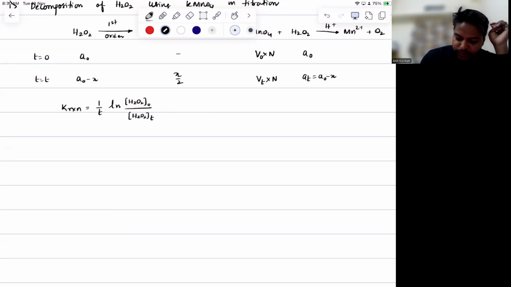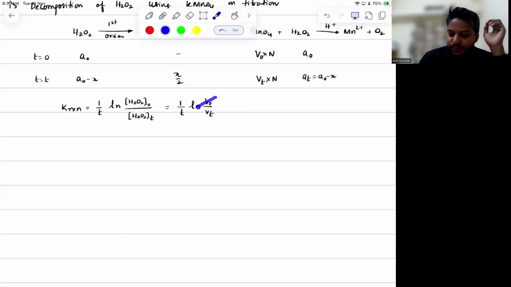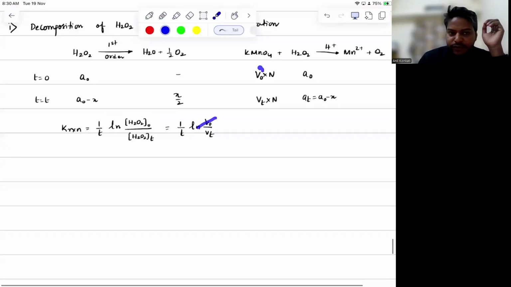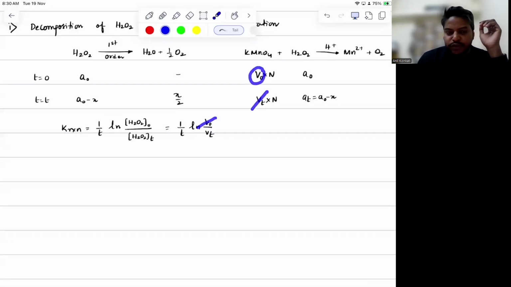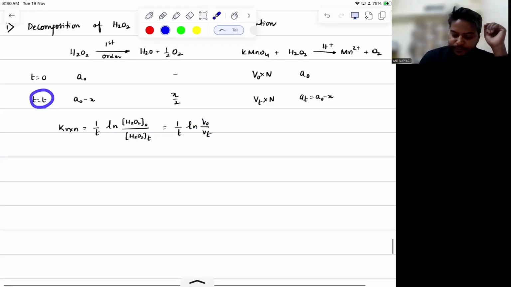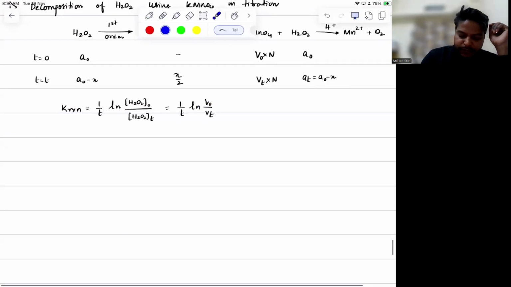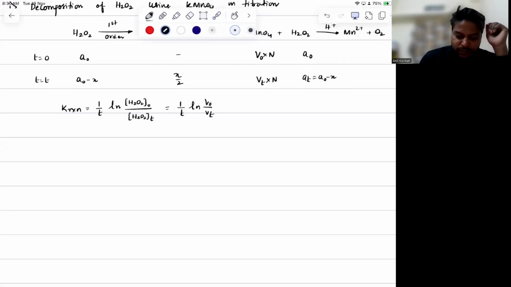Okay. So this can be related with respect to the volume that we have consumed. So ln, we can write this as V naught by Vt. So V naught being the volume used in the freshly prepared H2O2, and Vt is the volume used after time t for the same peroxide. This is the first application, guys.